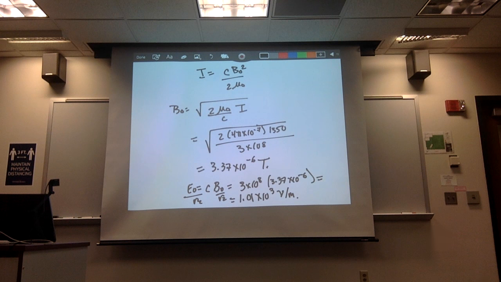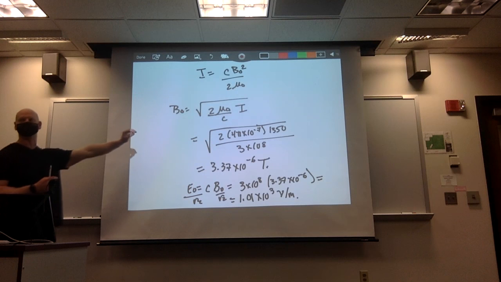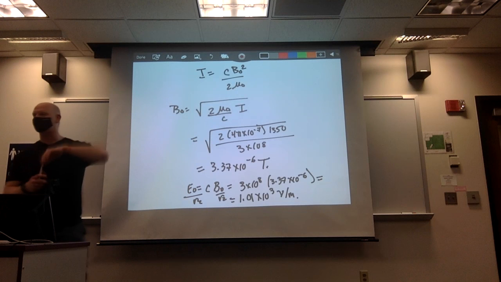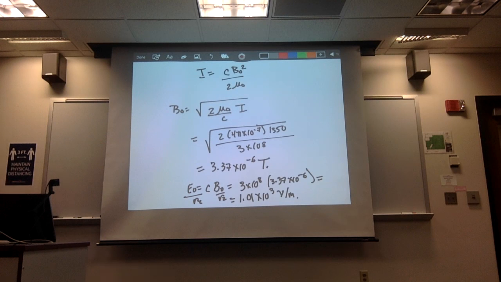So Monday we'll talk about the fact that waves also carry momentum. We'll see how the momentum is related to the Poynting vector as well. And then since it has momentum, that means we can get force out of it. We'll start looking at forces due to light.